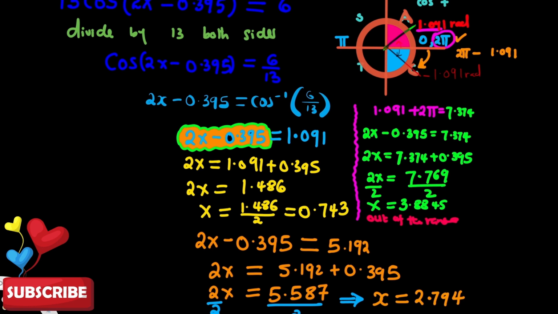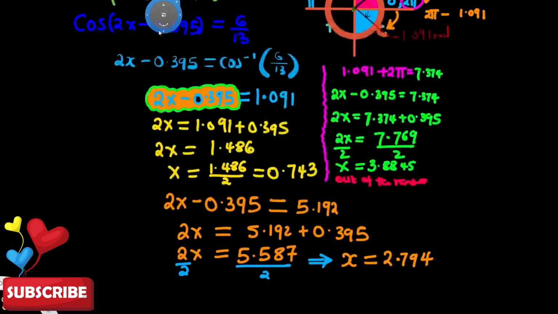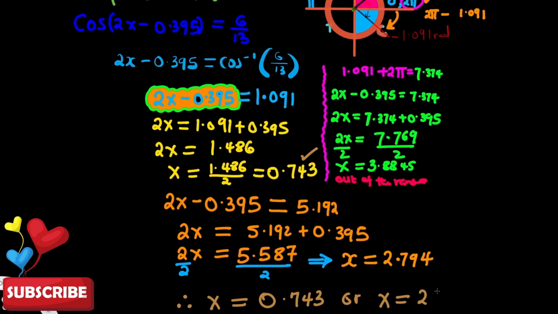So having that, we can decide to leave our answers correct to 3 decimal places or 2 decimal places. All right, let us just decide and just leave them correct to 2 decimal places, and our answer becomes x equals 0.74 or x equals 2.79.